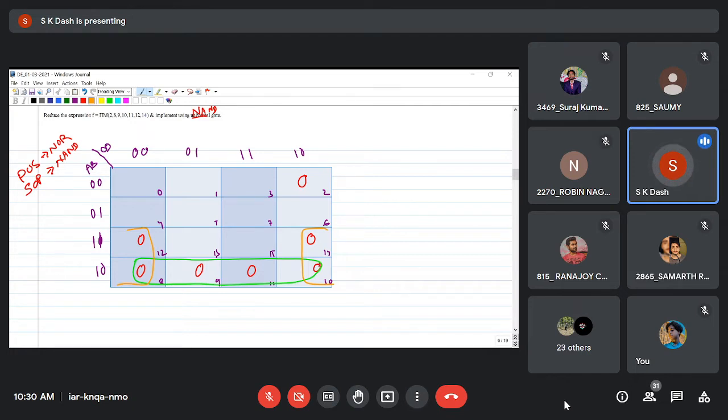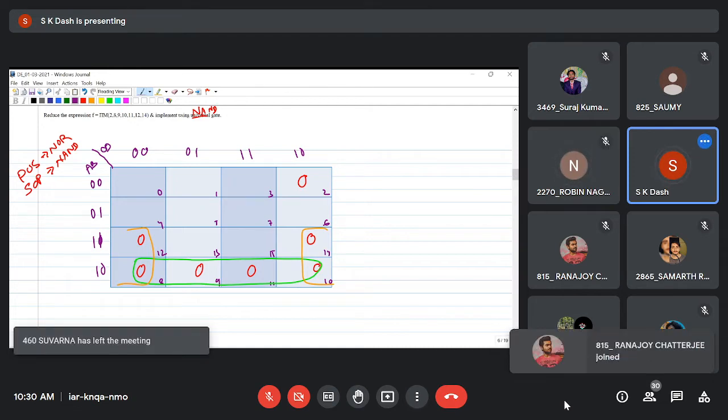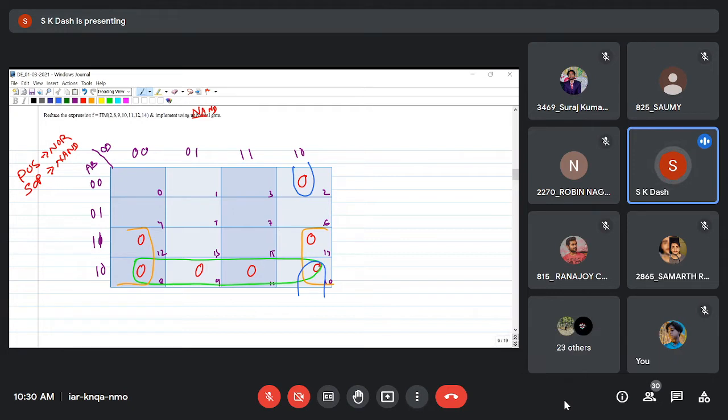Next, any pair possible? Yes, sir. These 2 and 10 are adjacent to each other, so they can form a pair. Now we are dealing with POS. So in POS, what happens? X bar is 1, X is 0.